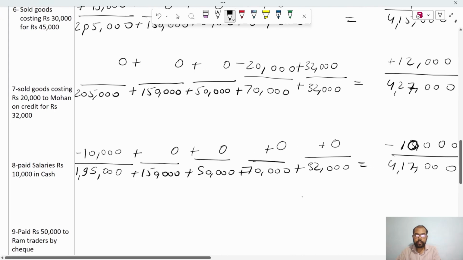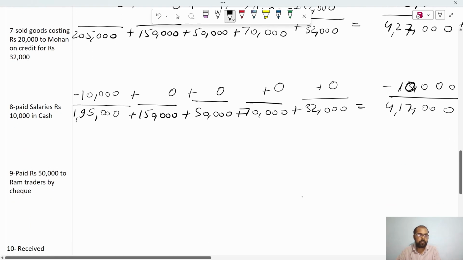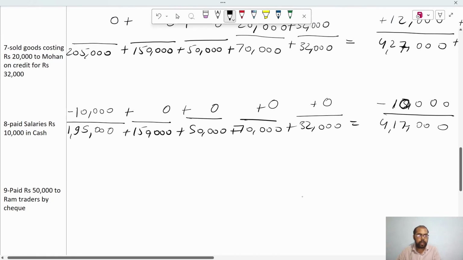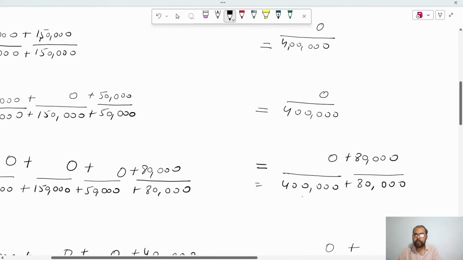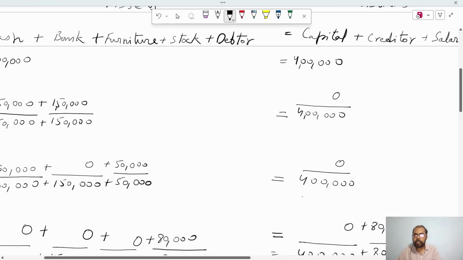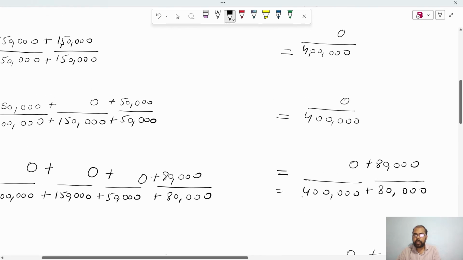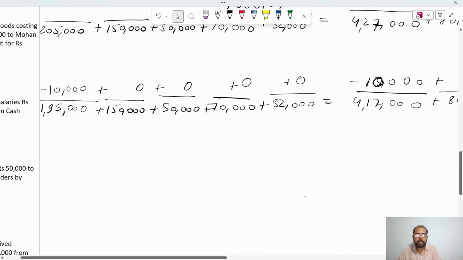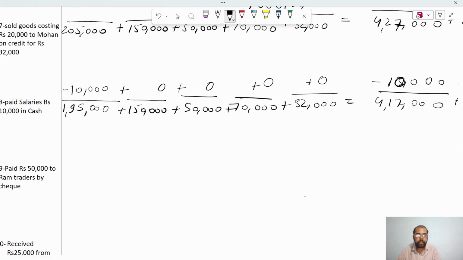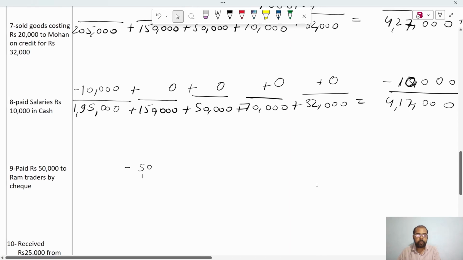Now paid rupees 50,000 to Ram Traders by check. Now if you can see, Ram Traders were our creditors. In the creditor column, we have written rupees 80,000 and they are being paid by check. So from bank balance, 50,000 will be deducted.